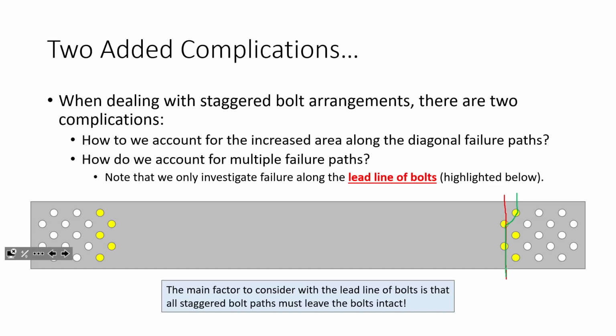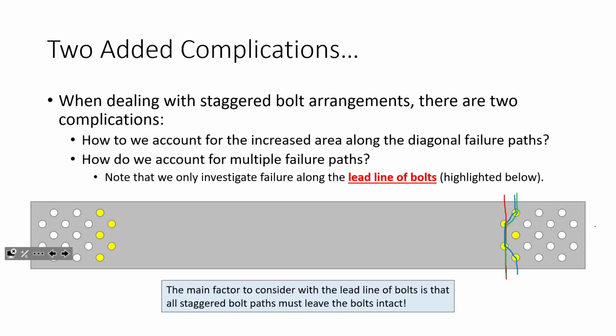Here's another one. Okay? Let's get another color out. How about this one? How about that? That is yet another potential failure path. Okay? This has 4 bolt holes, but then there are also 2 staggered paths that we would need to account for. Does everybody kind of get what I'm talking about?